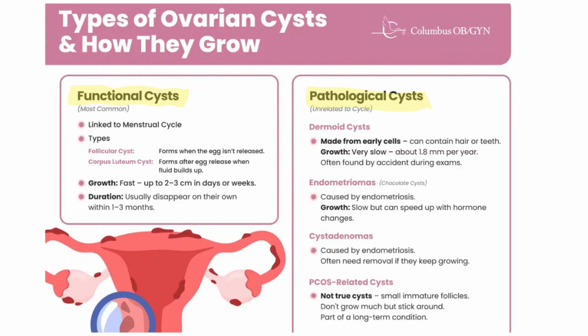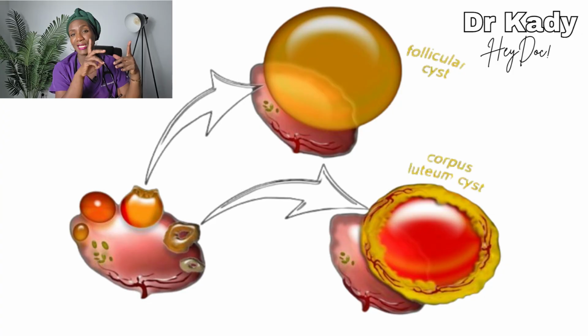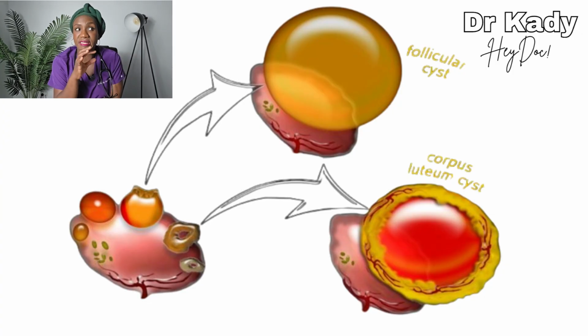The first group is known as the functional cysts. These are the types of cysts that are very common, and they're simple and harmless. Within this group, the types of cysts include the follicular cysts. These form when the egg that they contain does not get released during ovulation. These types of cysts will usually disappear by the end of that cycle.